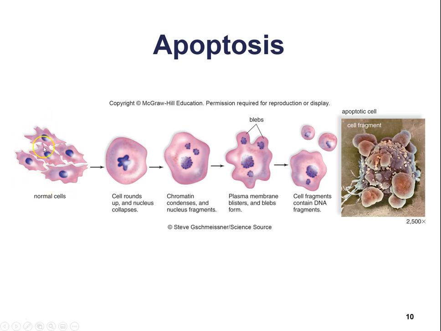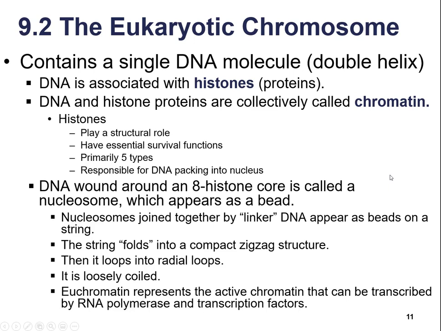So this is showing you normal cells here. In terms of a cell that's going to start undergoing apoptosis, the cell is rounding, the nucleus starts to collapse here. Here it's showing you the chromatin is condensing, the nucleus is now broken up into pieces, it's fragmented. Then you start to see these blebs in the plasma membrane, right? And then finally you see that the cell is fragmented. You see just DNA fragments, and this is actually an electron micrograph, where you can see some of the cell fragments here. So like I said, you can observe this under the microscope.